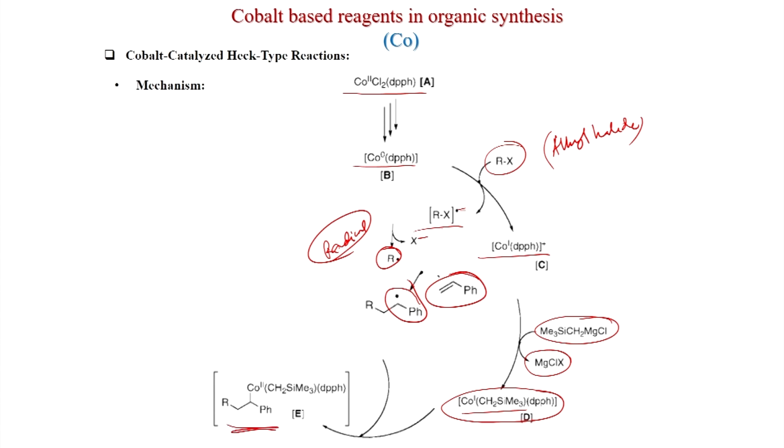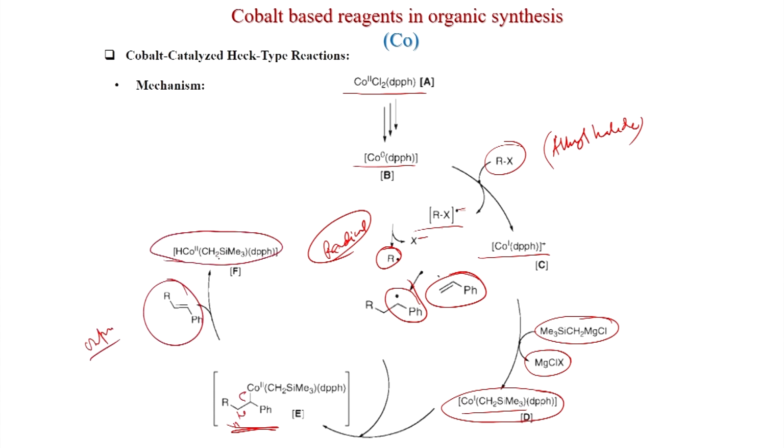Cobalt now becomes cobalt 2, and after that elimination. So, this elimination will take place like this. You get this olefin, and this hydrido cobalt species is formed. So, this should be like this, HCo, this ligand and DPPH. After Me3SiCH2MgCl, you get this active catalyst. So, this is the active catalyst, cobalt 0.